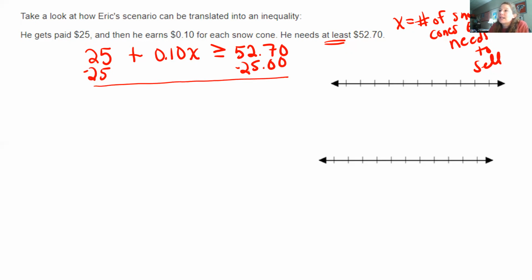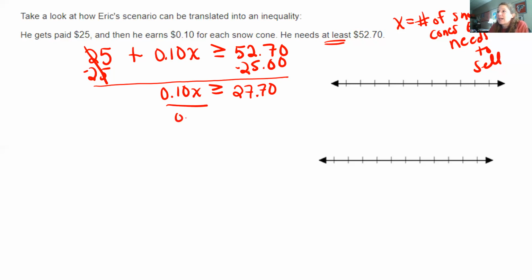So this is gone. We bring down 0.10 cents times the number of snow cones. We bring down our inequality sign. We subtract. We get $27.70. He still needs at least $27.70. So now what's the opposite of multiplying by 0.10?